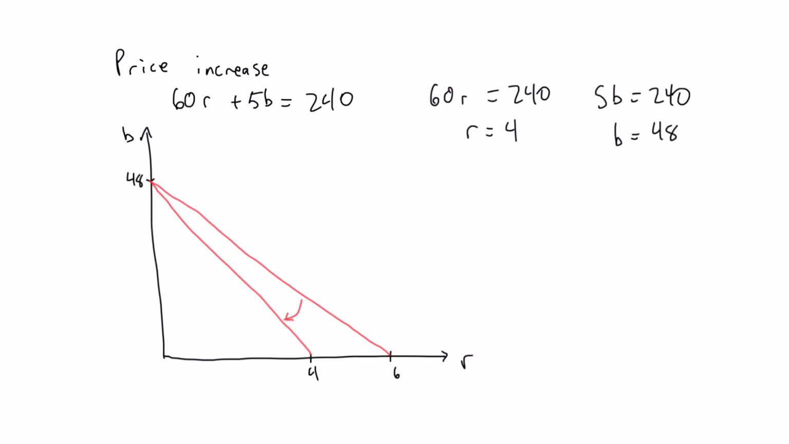Because the ratio of the prices has changed, we now have a change in the slope. In our case, it became steeper. Our slope is now going to be 60 divided by 5. Remember, it's the ratio of the prices, which is 12. That's an increase from before. Because rum got more expensive, we now have to give up more bananas for every rum we want to buy.